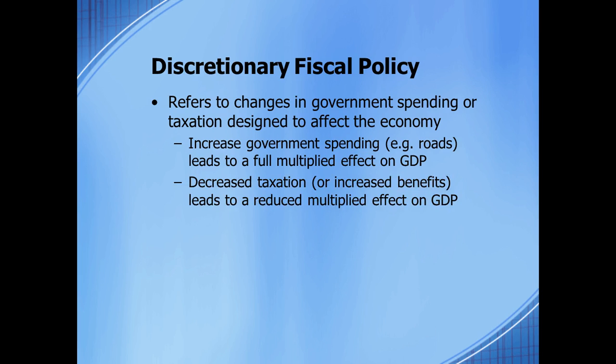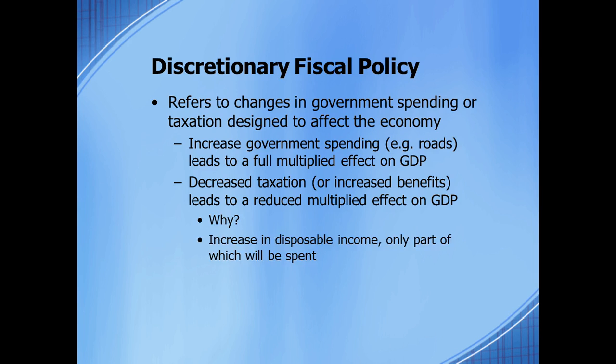It can lead to decreased taxation or increased benefits, which leads to a reduced multiplied effect on GDP. So why? Well, it's actually an increase in disposable income, but only part of it is going to be spent on domestic goods and services, because some's going to be saved, some's going to be spent on imports, and therefore withdrawn. So discretionary fiscal policy is still of benefit to GDP, but it's reduced.